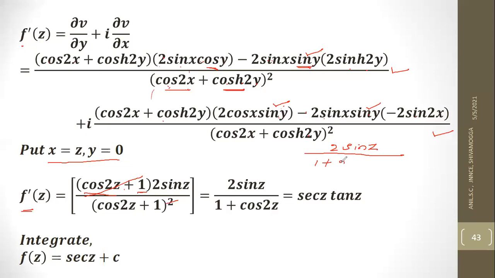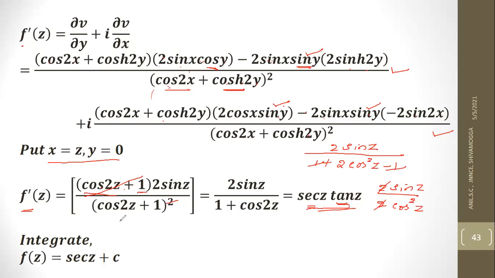Cos 2z can be written as 2 cos square z minus 1. Therefore, cancel this plus 1 with this minus 1. We get 2 sin z divided by 2 cos square z. Cancel this 2 with this 2. Sin z divided by cos z is tan z, and 1 over cos z is secant z. Therefore, the simplified form of 2 sin z divided by 1 plus cos 2z is secant z into tan z.